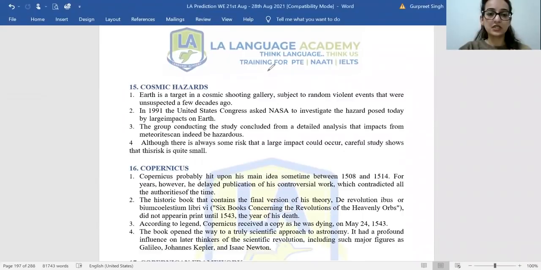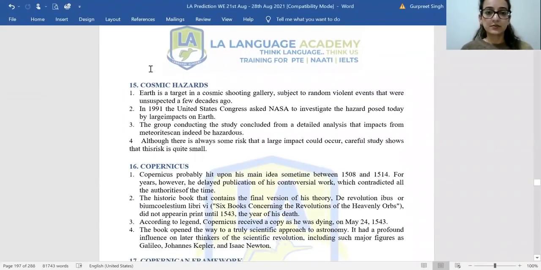Okay, number 15. It says, Earth is a target in a cosmic shooting gallery, subject to random violent events that were unsuspected a few decades ago. What are the elements? We have Earth, we have some events, and we have a time period, a few decades ago.